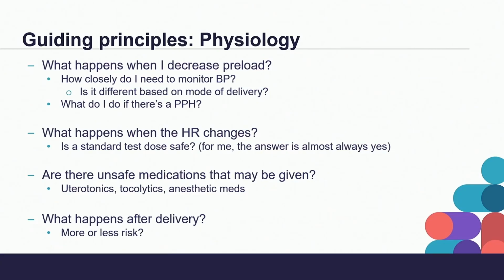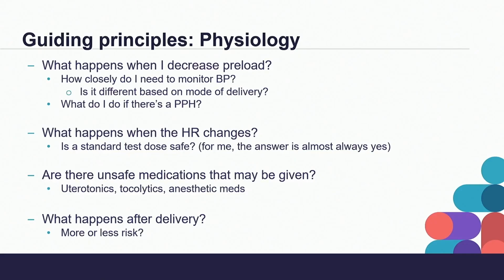For me, I almost always give a normal test dose if I think a patient is safe to receive a test dose. And then, are there unsafe medications that may be given not only by our anesthesia team? So we think about uterotonics, but tocolytics, really, really important. And then anesthetic meds. Something I think about is, can this patient have an emergent delivery? Am I going to hurt them with anesthetic meds in a dose that may be unsafe for them? And what happens after delivery?